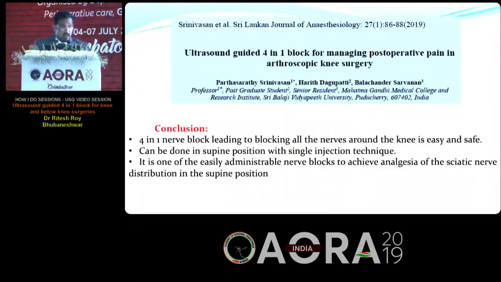And the clinician feedback. Because it's not a randomized controlled trial, we have not come out with a randomized controlled trial, so the acceptability of the block has not come up. But there are some who have started doing it, and what they told is that the 4-in-1 nerve block, blocking all nerves around the knee, is easy and safe, and it can be done in supine position with a single injection technique. It is one of the easily administrable nerve blocks to achieve analgesia of sciatic nerve distribution in supine position.